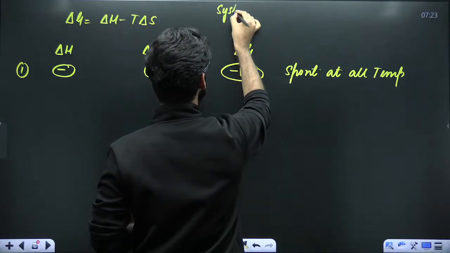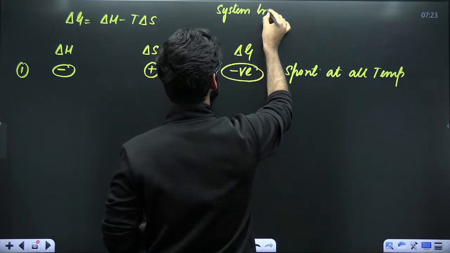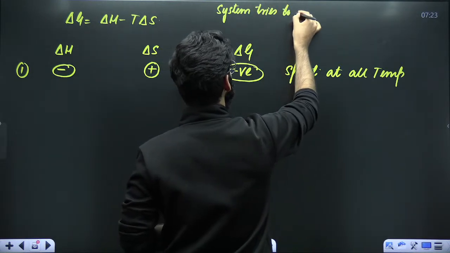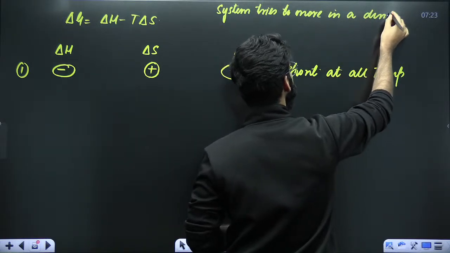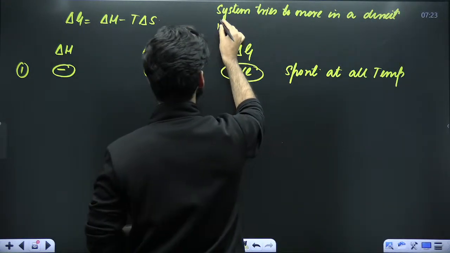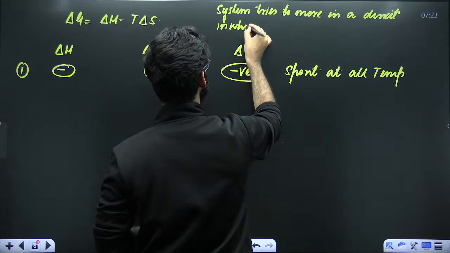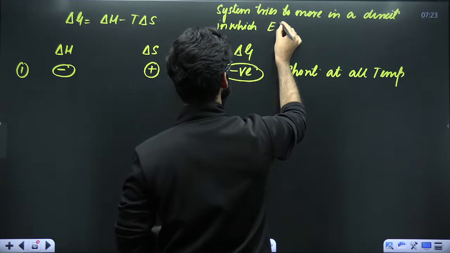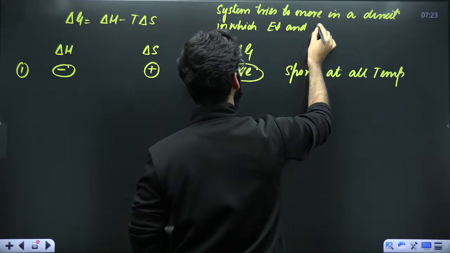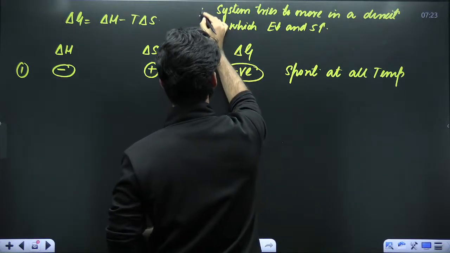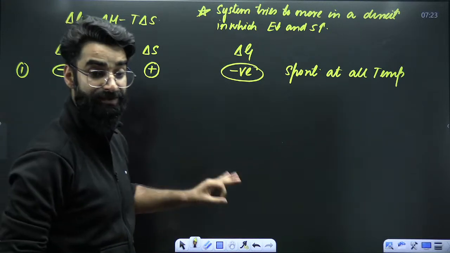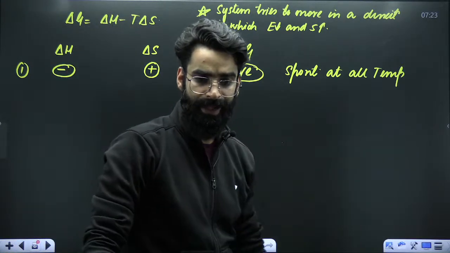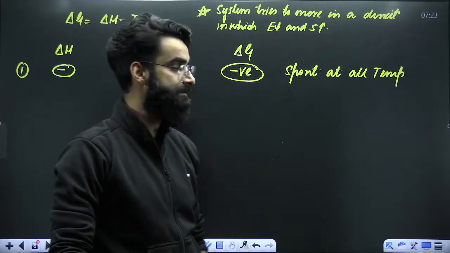Let me write these two statements first of all. System tries to move in a direction in which energy decreases and entropy increases. System always tries to move in a direction in which energy decreases and entropy increases.